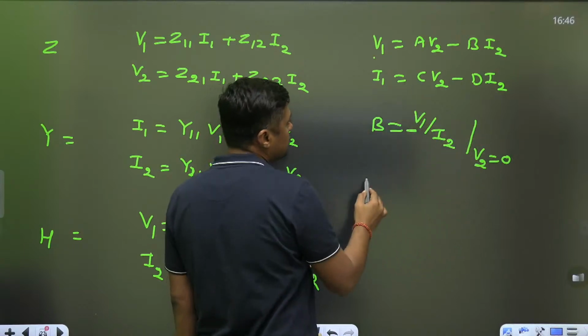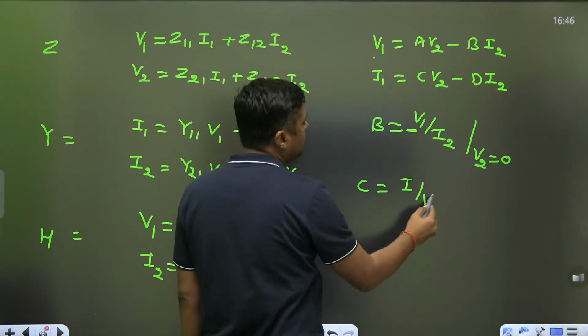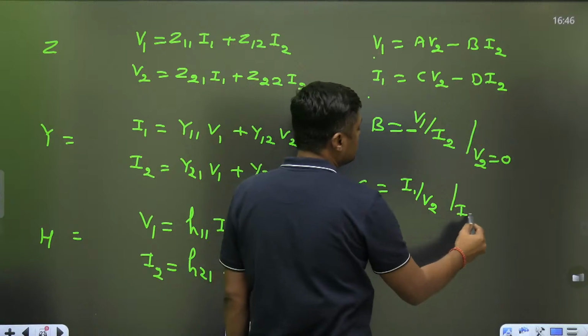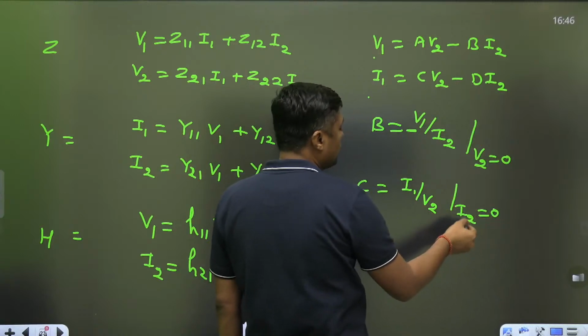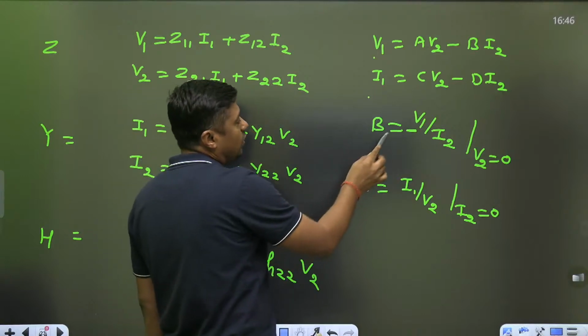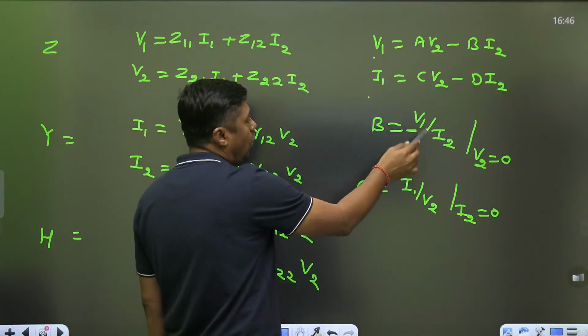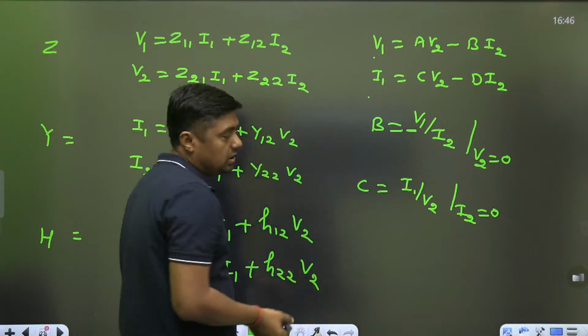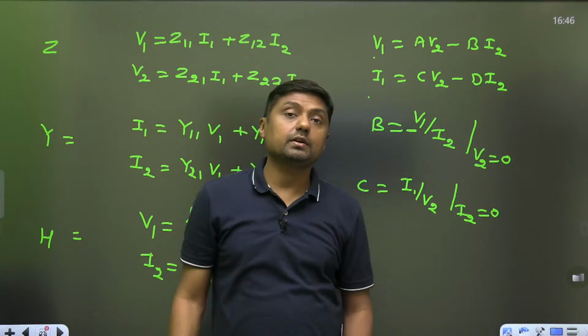Suppose you want C. So what is the C? I1 upon V2, with I2 is equal to 0. I2 0 means output is open circuit. Finished. So in this way you can find. And what is the unit of B? Voltage upon current, ohm. What is the unit of C? Current upon voltage, mho. In this way you can also find the unit.